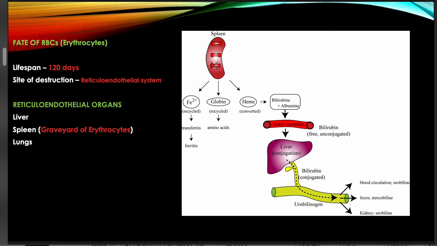Okay, so don't forget the fate of your RBCs: the lifespan is 120 days. The site of destruction would be your reticuloendothelial system. So your reticuloendothelial organs are your liver, your spleen, the graveyard of your erythrocytes, and your lungs. So don't forget, no, ang term na reticuloendothelial system kay nosebleed kay siya paminawon, no. But it just means your liver, your spleen, and lungs kung asa pwede ma-destroy ang imuhang mga RBC.